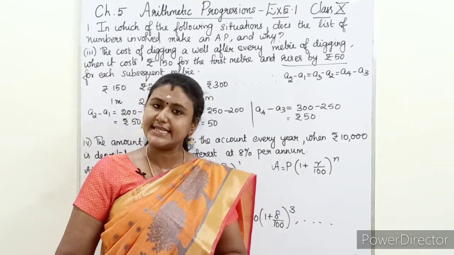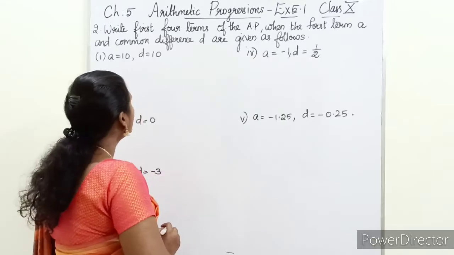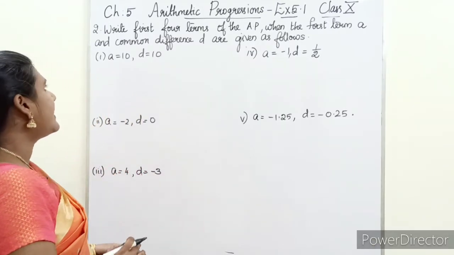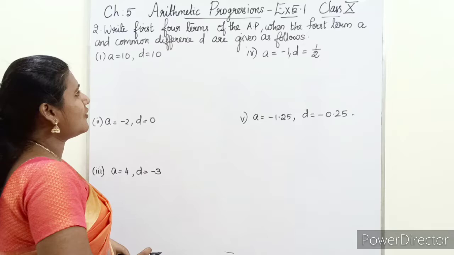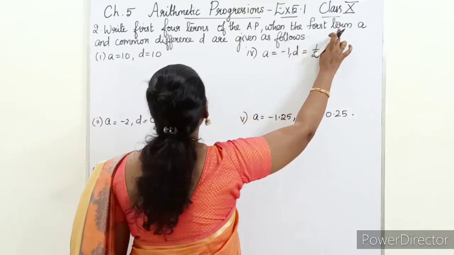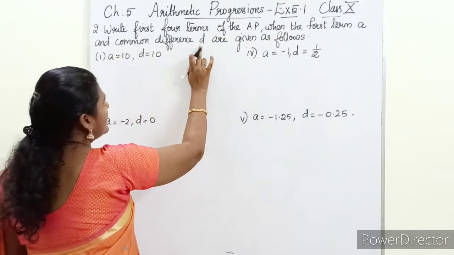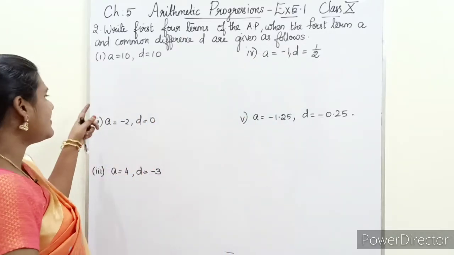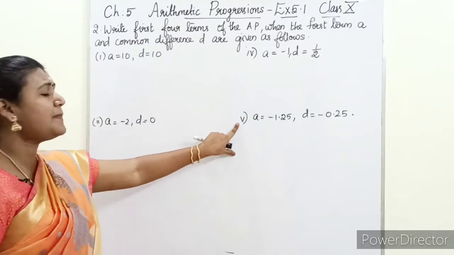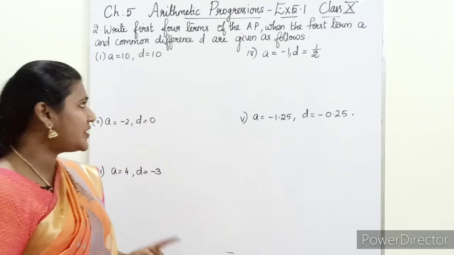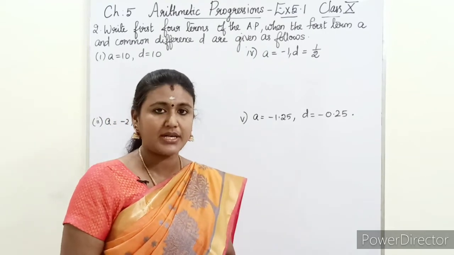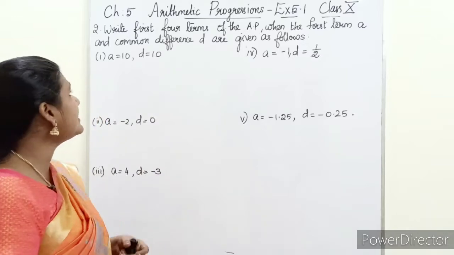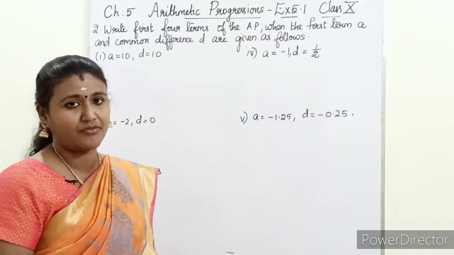Now we will move on to the second question. So question number 2: write first 4 terms of the AP when the first term A and the common difference D are given as follows. So here in the second question we have 5 parts. Each question they have given the first term and the common difference. We have to find the first 4 terms of an AP.